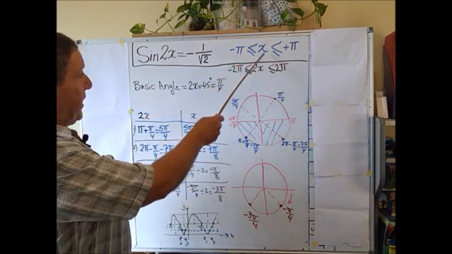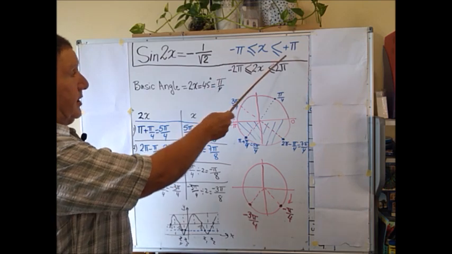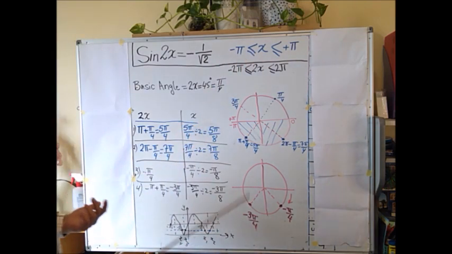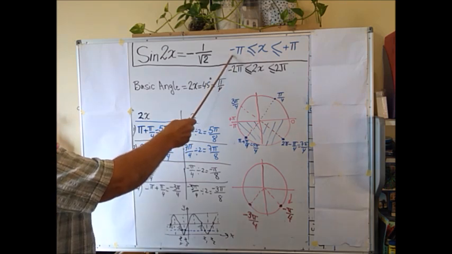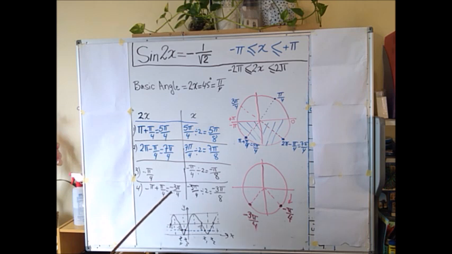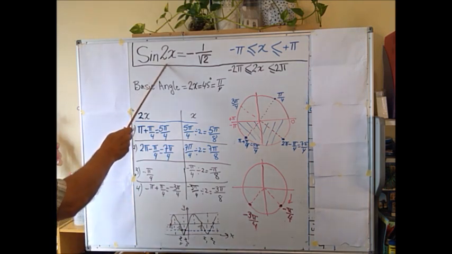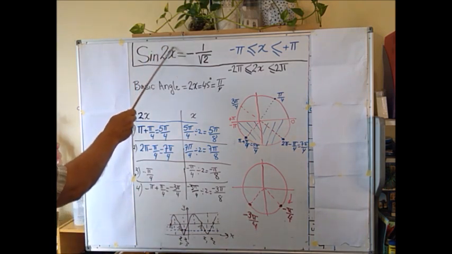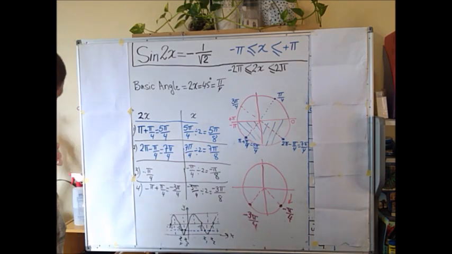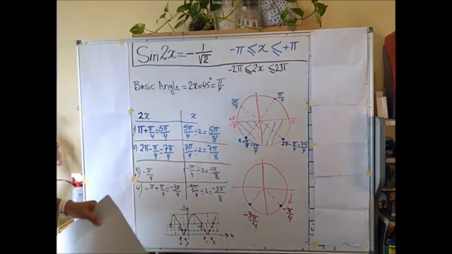We are given the domain between minus pi and plus pi, radians. We are talking in radians. If it was in degrees, it would be minus 180 degrees to plus 180 degrees. All right? Okay, so the first thing to notice here is that we have sine 2x, not x.